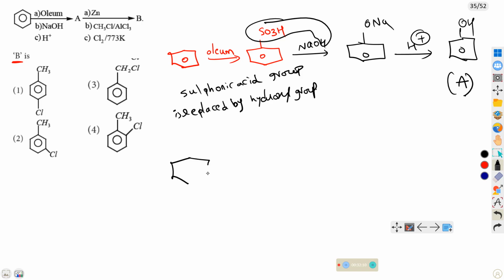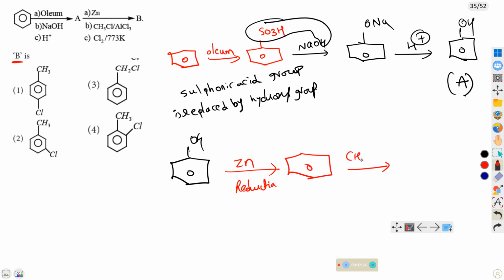Now take the phenol. Phenol reacts with zinc dust. Reduction process takes place and it gives benzene as a product. Benzene reacts with CH3Cl, anhydrous AlCl3. This is Friedel-Crafts alkylation and it gives methyl benzene.